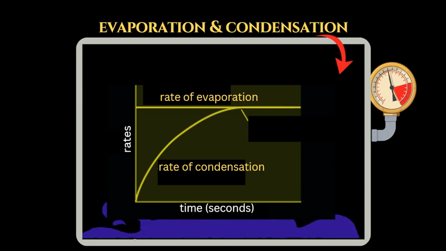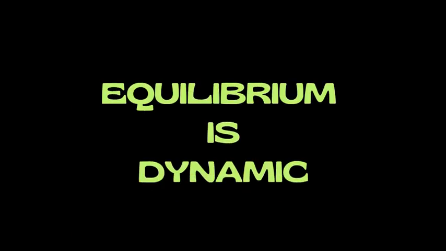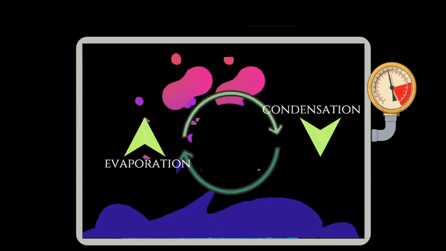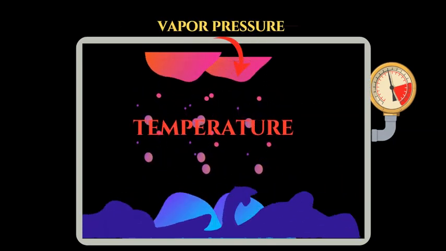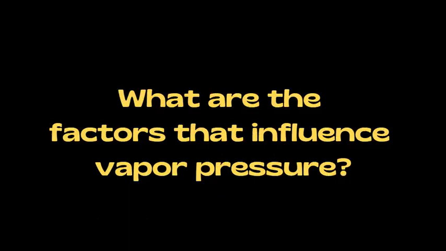Eventually, the rates of evaporation and condensation become equal. This state is called dynamic equilibrium. The pressure exerted by the vapor at this point is known as the vapor pressure. This equilibrium is dynamic because molecules are constantly moving between the liquid and the vapor phases. It is important to note that vapor pressure depends on the temperature and the properties of the liquid, which we will explore further. Now let us talk about the factors that influence vapor pressure.